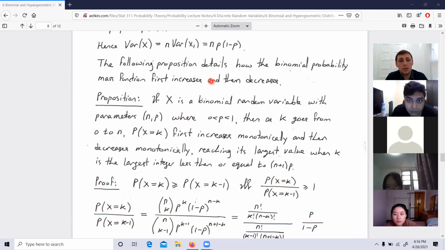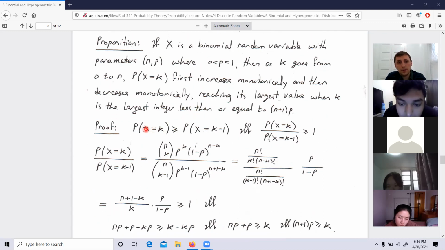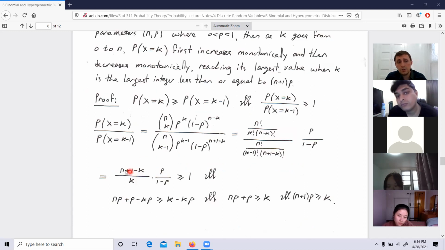So how do we know when it increases? Well, one way to say that is probability of x equal to k is bigger than probability x equal to k minus 1. And that, of course, happens if and only if their ratio is bigger than 1, as they're not 0. I consider when is P(x equal to k) bigger than P(x equal to k minus 1). So I calculate this ratio and I simplify things. It's just a bunch of algebra. And when I simplify things, I see that it's whenever (n plus 1 minus k) over k times p over (1 minus p) is bigger than 1.